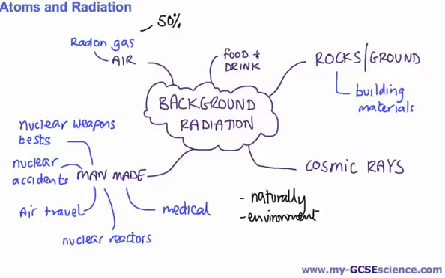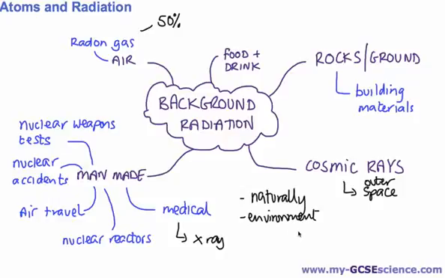Some of it comes from food and drink. It can also come from rocks or the ground, and if we use those kind of rocks for building materials, then it's going to come from buildings. It comes from cosmic rays, which are from outer space, and it also comes from man-made sources such as nuclear weapons tests, nuclear accidents, some from air travel, nuclear reactors, and some from medical sources as well. So for example, X-rays or X-ray tubes that produce these X-rays produce this background radiation as well.